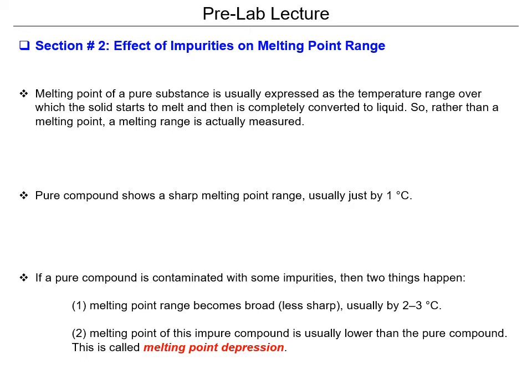Another thing to mention is that when a compound is mixed with another compound, the melting point of the two compounds together is lower than the melting points of either of the two pure compounds. This is known as melting point depression.